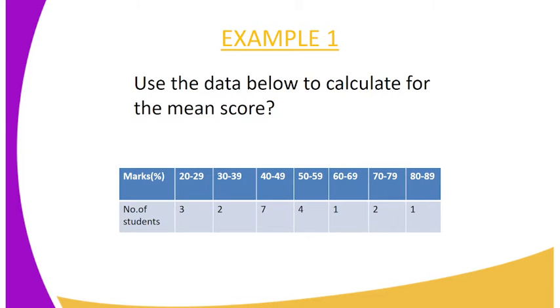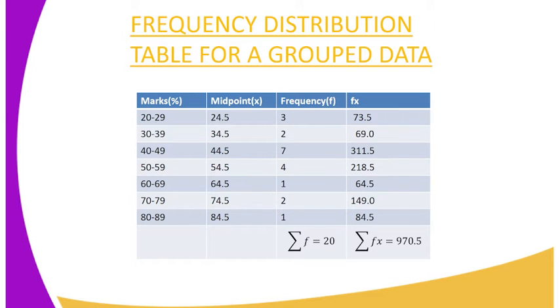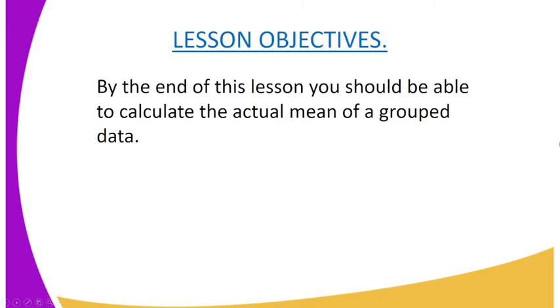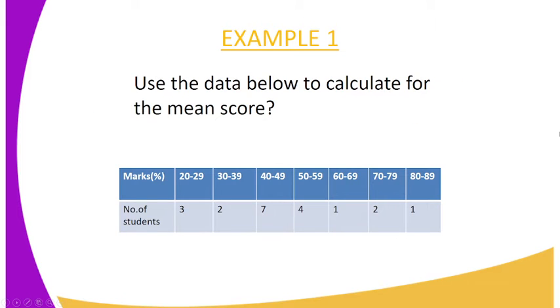20 to 29, only 3 students. Then 30 to 39, as you can see in this diagram here, only 2 students. 40 to 49, 7 students. 50 to 59, 4 students. 60 to 69, 1 student. And 70 to 79, 2 students. 80 to 89, 1 student.